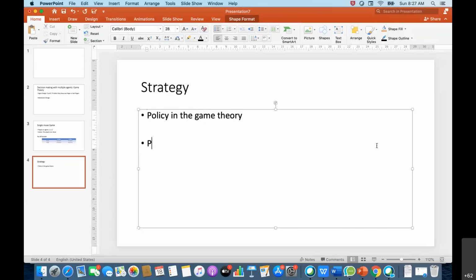That is, a pure strategy leads to a deterministic policy.